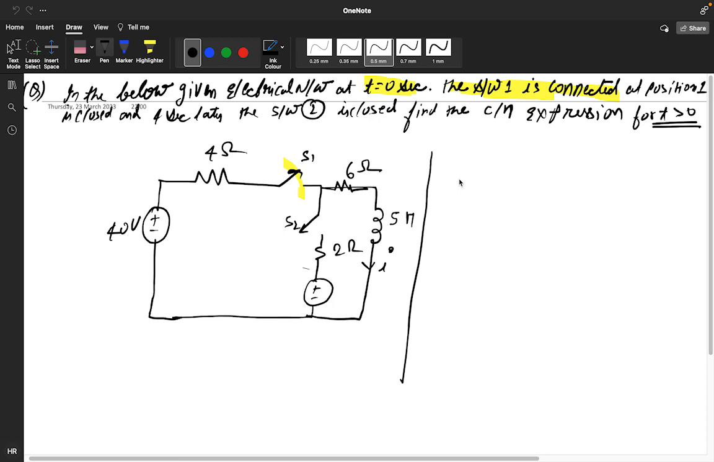How will the circuit look like? 40 volts, 4, 6, 5. Okay.